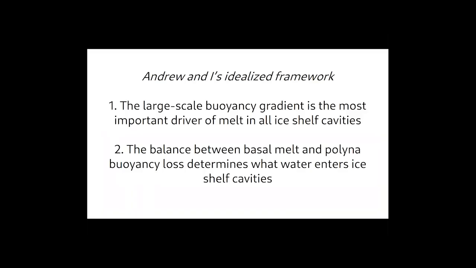Here's the summary as best I could summarize it: in all ice shelves across Antarctica, the large scale buoyancy gradient is the most important driver of melt. And second, the balance between basal melt and planetary buoyancy loss determines what water enters ice shelf cavities. These are gross generalizations and maybe too simple, but Andrew and I think that from these two simple ingredients, you can start to explain a lot of the behavior we see around Antarctica.